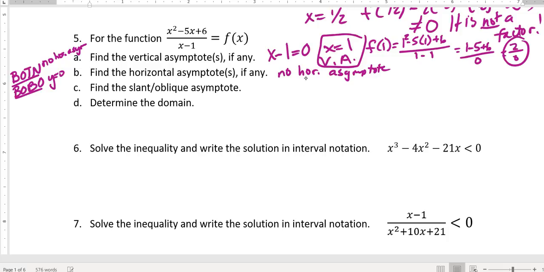Well, we have a 2 and a 1. So 2 minus 1 is equal to 1. That's perfect. So our denominator is 1, our numerator is 2. It's 1 degree apart. We're going to have a slant asymptote. And the way we check that is we divide the denominator into the numerator.